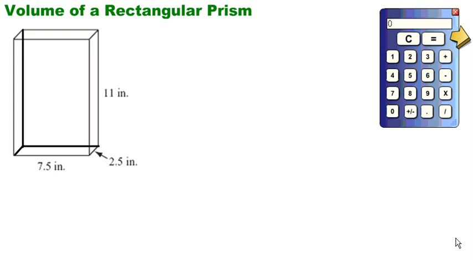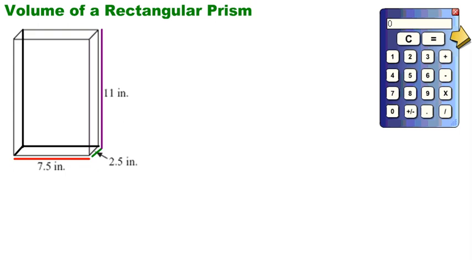Now let's find the volume of a rectangular prism. The rectangular prism I have chosen is very similar to the size and shape of a cereal box. And you'll notice that the length is 7.5 inches, the width is 2.5 inches, and the height is 11 inches. And I'm color coding these parts so that when we look at the formulas, you will know which is length, which is width, and which is height.